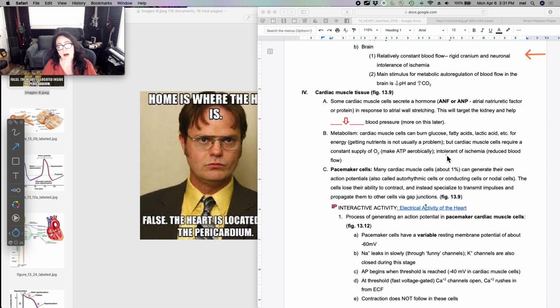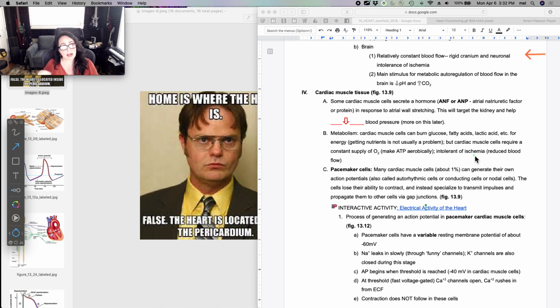So they are, because of that, intolerant of ischemia. And ischemia is just this fancy word that means reduced blood flow. It's the opposite of hyperemia. So whereas they're not at all picky about nutrients, they are super duper picky about oxygen. And we of course know that cardiac muscle cells are, for all practical purposes, amitotic.